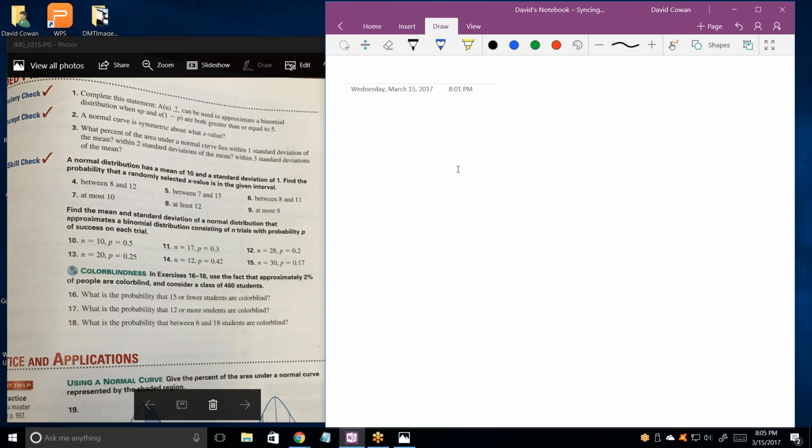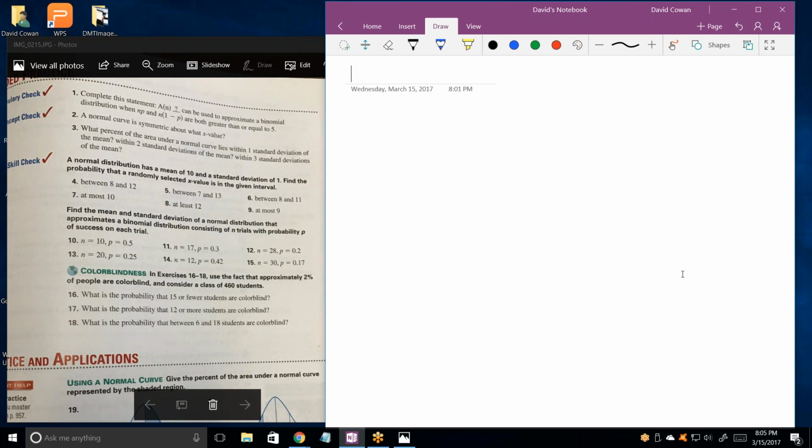Okay. Cool. And then yeah, so on this we have to do questions 2 through 9, and then 19 through 28, and then 38 through 43. Okay, let's start with 2 through 9. A normal curve is symmetric about what x value?